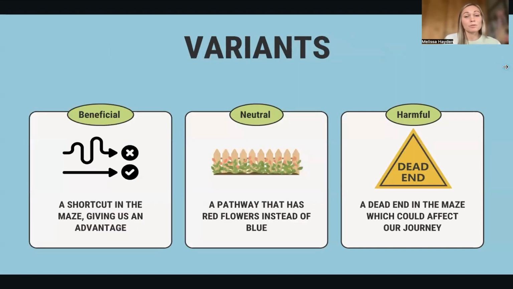In summary, mutation refers to a permanent DNA change, often linked to disease, while variant is a broader term for any genetic difference, which can be beneficial, neutral, or harmful, shaping our traits and health outcomes in various ways, like taking different paths in the maze.